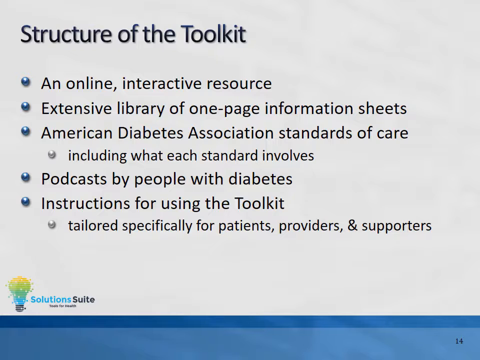Using this philosophy, we structured the toolkit as an online interactive resource with multiple parts. It has a diabetes library that includes one-page information sheets that are easy to understand. Another part of the toolkit covers the American Diabetes Association's standards of care, with information about what each standard is and what tests or examinations are involved. Another section has podcasts on different ways to manage your diabetes. Finally, there's a section on how to use the toolkit, with suggestions designed specifically for patients, providers, and supporters.